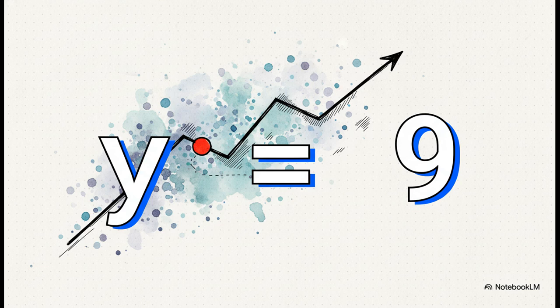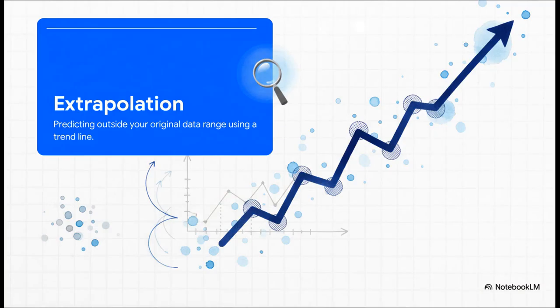We used our model to look into the future, turning that messy cloud of dots into a specific, concrete, powerful prediction. And you know, there's a cool technical word for what we just did. It's called extrapolation. Anytime you use your trend line to make a guess about something that's outside the range of the data you started with, you're extrapolating.